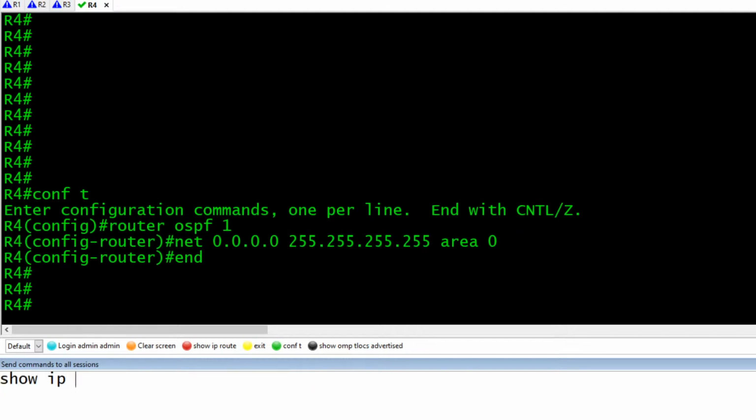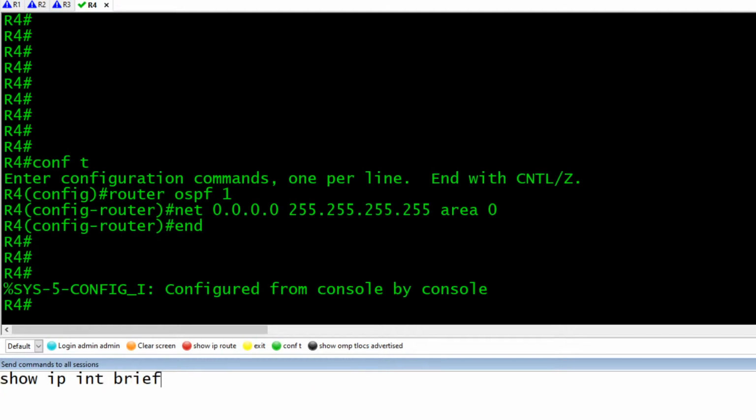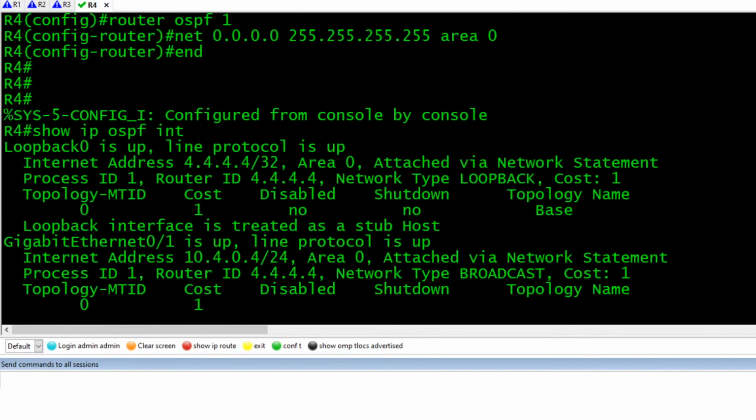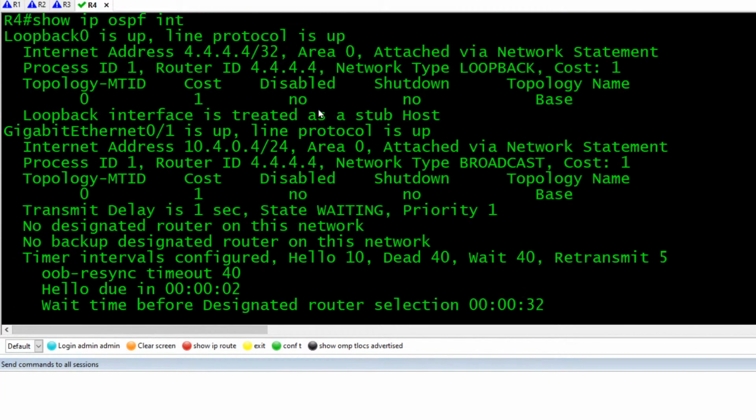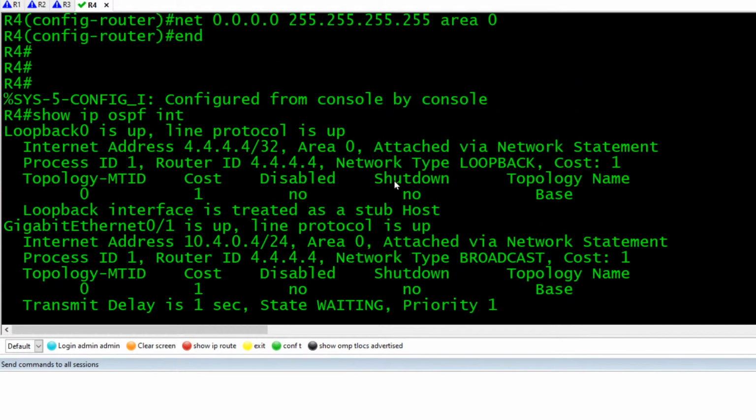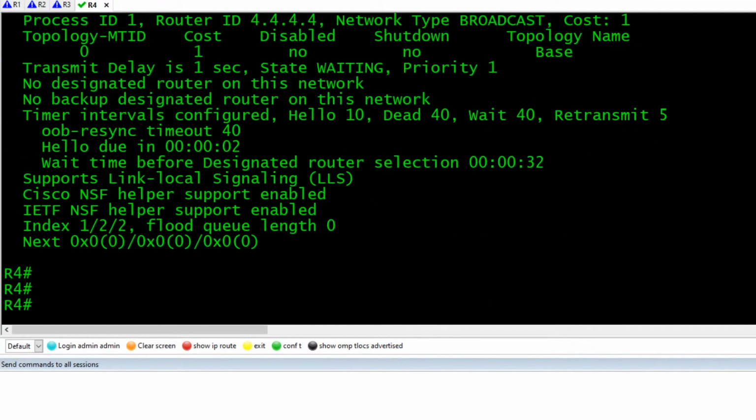Then we do a show ip interface brief. Now, show ip ospf interface would be better. This is one of those commands, show ip ospf interface, that does work on Packet Tracer, but the actual brief command has a little bit of a challenge. But if we scroll up here and look at gigabit 0/1, which is, let's look at one that's up. There we go. So right there, the hello interval.